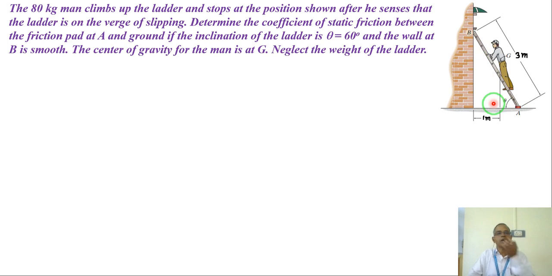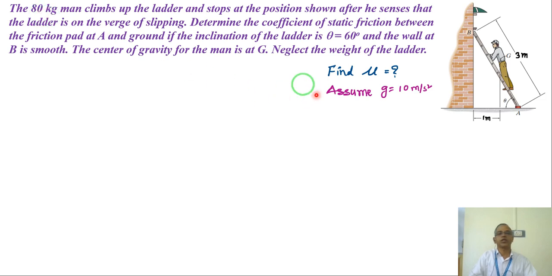So friction is only here. The center of gravity of the man is at G. G point is mentioned here. That means if the length of the ladder is 3, so G is written here. Horizontal distance of G is 1 meter from the wall. Neglect the weight of the ladder. Let us say the ladder is weightless. This is what we need to find out, which is friction coefficient, right? So g I assume as 10 meter per second square, acceleration due to gravity. So 80 into 10 is 800 Newton, right?